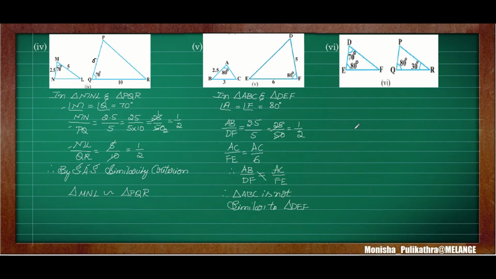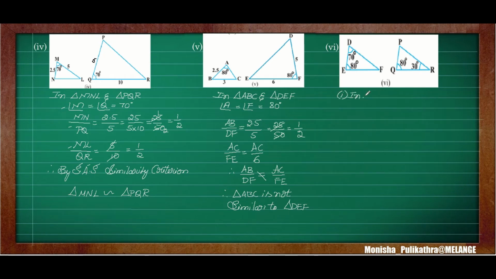Moving on to the last sub question of the first main question. Here triangle DEF and triangle PQR are given. In the first triangle, two angles are given, 70 and 80 degrees, and in the other triangle, 80 and 30 degrees are given. We know that the three angles of a triangle add up to 180 degrees. So one angle is not given, and we need to find out first what the third angle is.